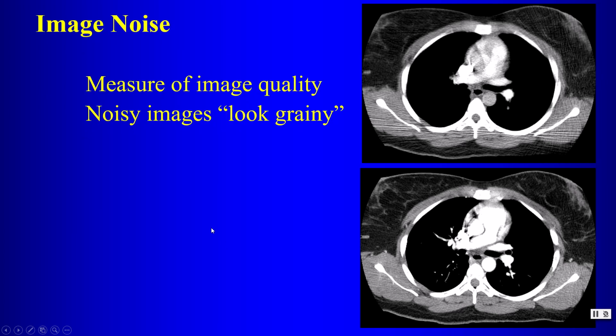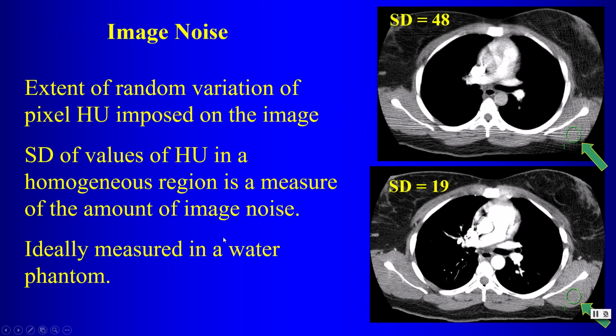So we call this noise. This image looks more granular than this image, so this image is noisier than this image. These noisier images look grainy, so the noise within an image is a good measure of the image quality. So how can we measure that? The noise is random variation of the Hounsfield units imposed on the image, and we can measure that by looking at the standard deviation of the Hounsfield units in a region that should be homogeneous. That is a measure of the amount of noise within an image.